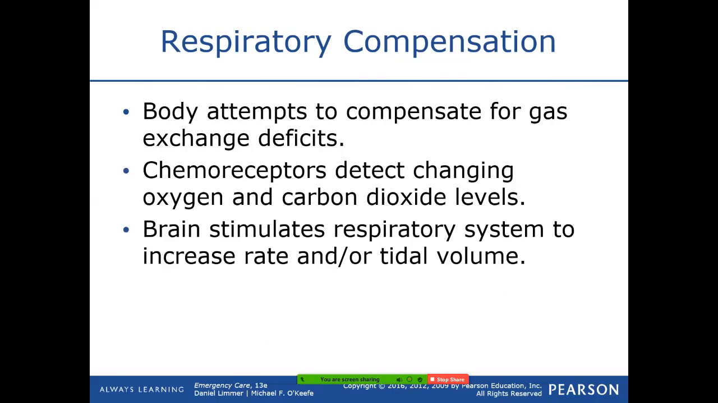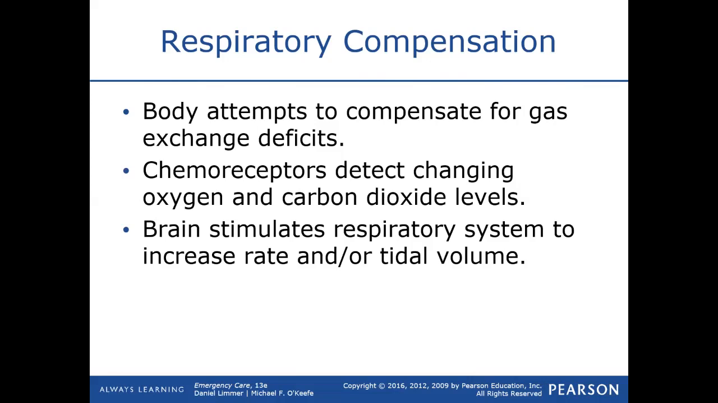All right, respiratory compensation. The body attempts to compensate for gas exchange deficits. Chemoreceptors detect changing oxygen and carbon dioxide levels, and the brain stimulates the respiratory system to increase rate and/or tidal volume. So if the body says, whoa, something's off here, we're either low on oxygen or high on carbon dioxide, something's out of whack, the body tells the brain that we either need to breathe faster or breathe deeper because our levels are off right now.